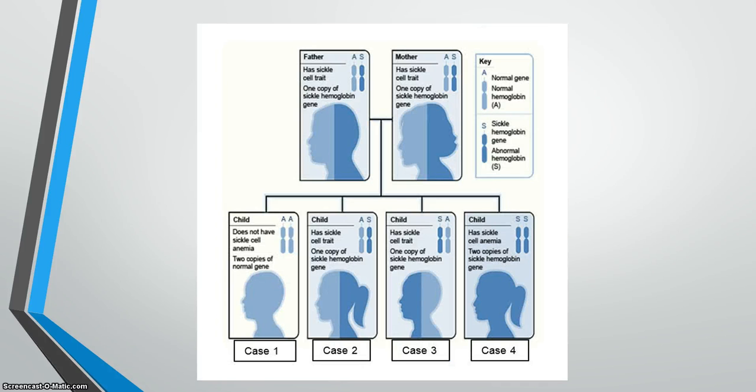Here's just a picture showing the inheritance pattern of sickle cell anemia. So obviously you can see the father and the mother are both carriers, and for the child in case one, he didn't inherit any of the defective genes, so he's fine. The children in case two and three, they both inherited just one defective gene from the parents, so they're both carriers. However, for the child in case four, she inherited the recessive gene from the mother and the father, making her, sadly, have sickle cell anemia.